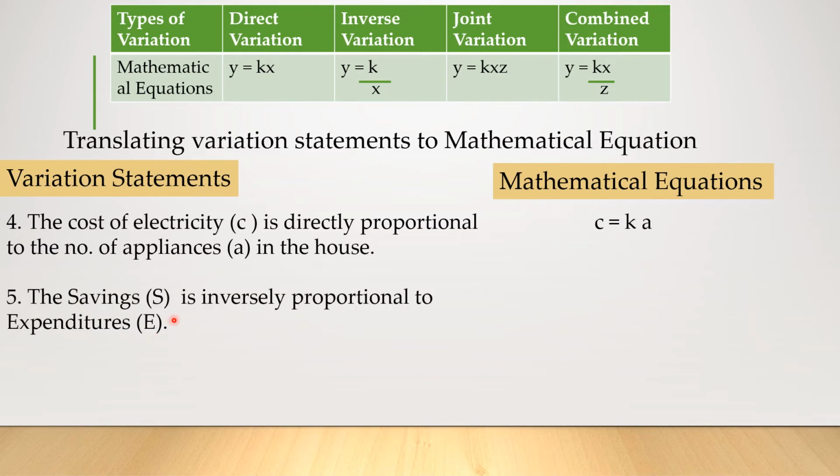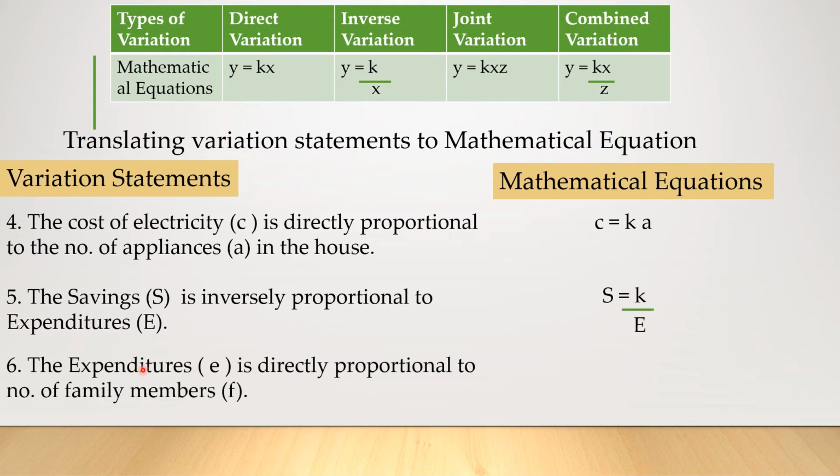Now, the savings S is inversely proportional to expenditures. So we have two quantities here, savings and expenditures, and this is inversely proportional. Inversely proportional means inverse variation. So S is equal to K over E. And the expenditures, E, is directly proportional to the number of family members. So directly proportional means direct variation, that is E is equal to K times F.